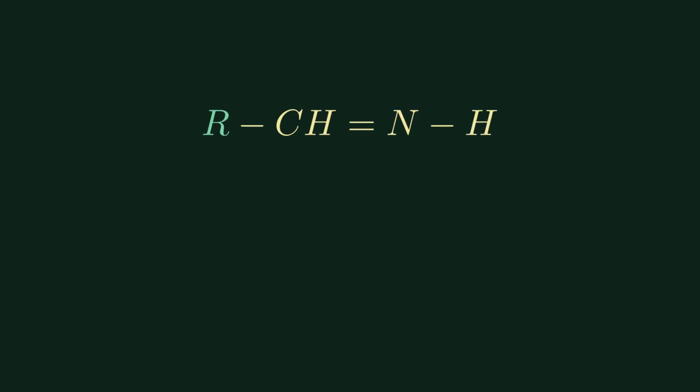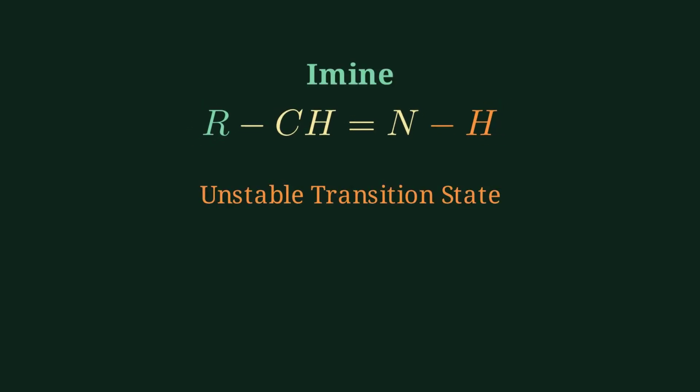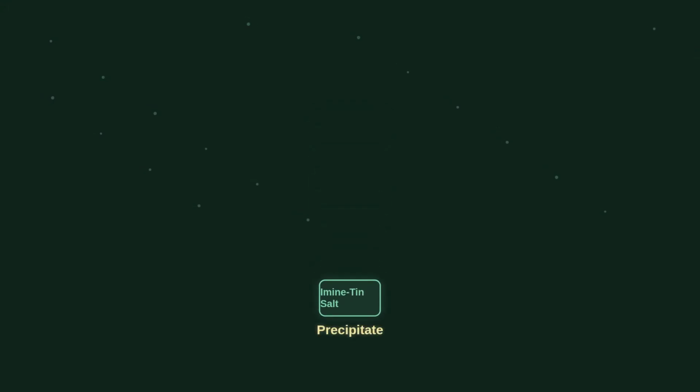If you look closely at this structure, you'll see something interesting. The carbon is now double bonded to the nitrogen, and it's bonded to a hydrogen from the acid. This is an imine. In many other reactions, this would be an unstable transition state, but here, the tin salt stabilizes it. This is the aha moment of the Stephen reaction. The reason we don't over-reduce is because the iminium tin salt precipitates out of the solution. It's literally hiding from any further reaction.